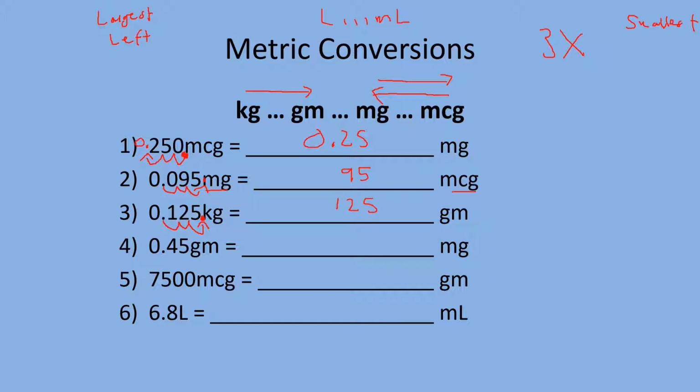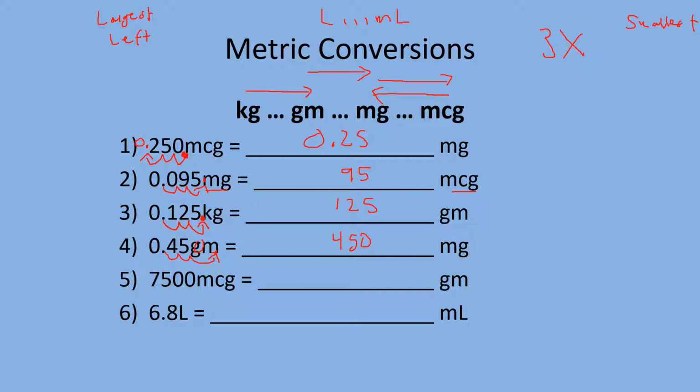All right, grams and milligrams. How many spaces, you guys? 3 to the right, grams and milligrams. So 1, 2, 3. So I'm going to document that as 450. So far, that was only 3 spaces.